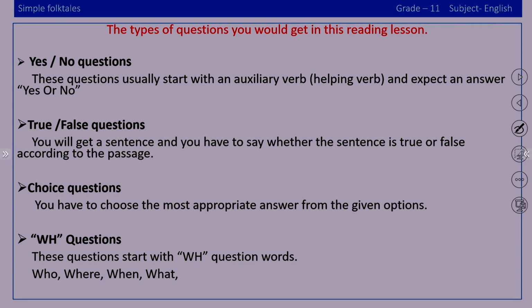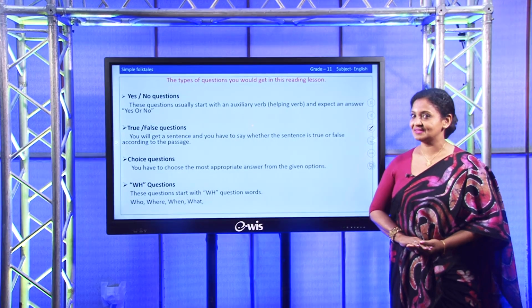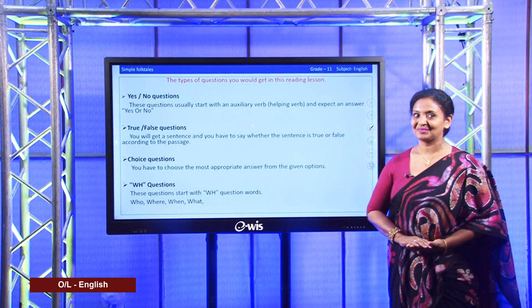Okay, and the last question type is WH questions. These questions start with WH question words, and in this lesson you will get questions that start with who, where, when, what. I know WH questions are very familiar to you. Okay, now you have come to the most interesting part of this lesson. You are going to read a very interesting folk tale.